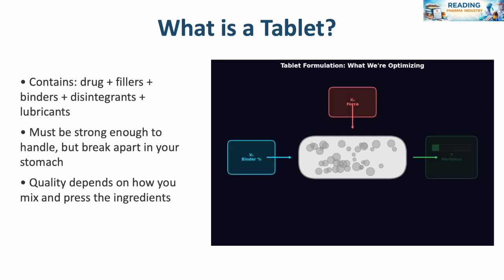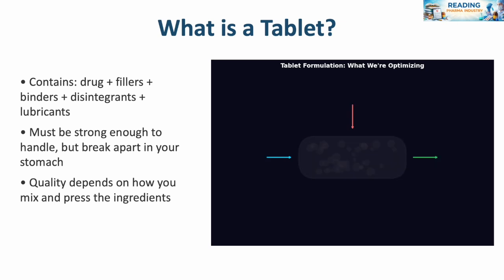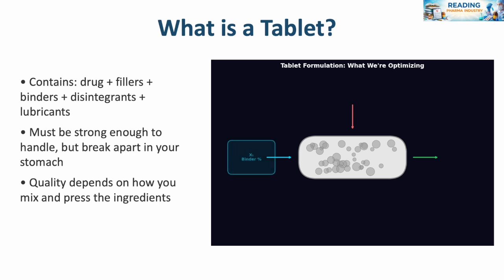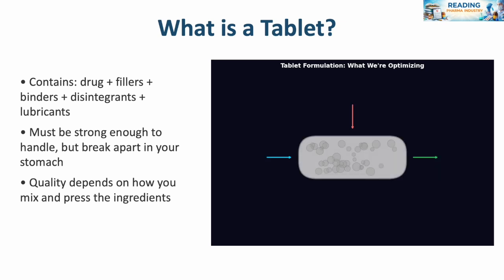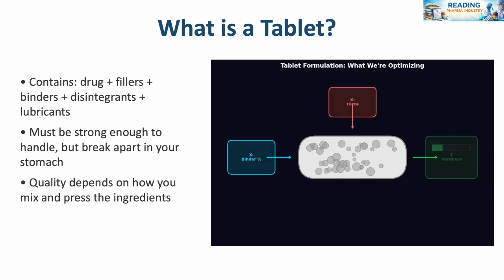Tablets are made up of powders that are pressed into the desired shape. They contain a drug with fillers, binders, disintegrants, and lubricants. All those are essential ingredients or components that are important for the tablet to work in a good way. So, based on the balance of those components, it must be strong enough to handle, but when it's taken, it should break apart in the stomach. And then the overall quality of the tablets will depend on how you mix and how you press the ingredients.